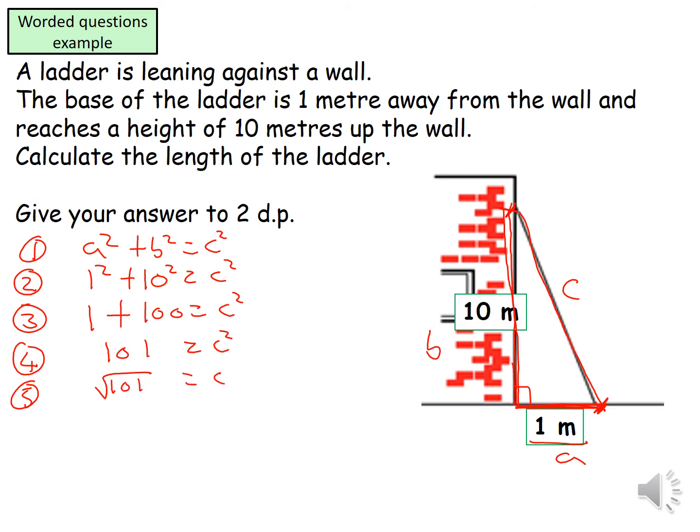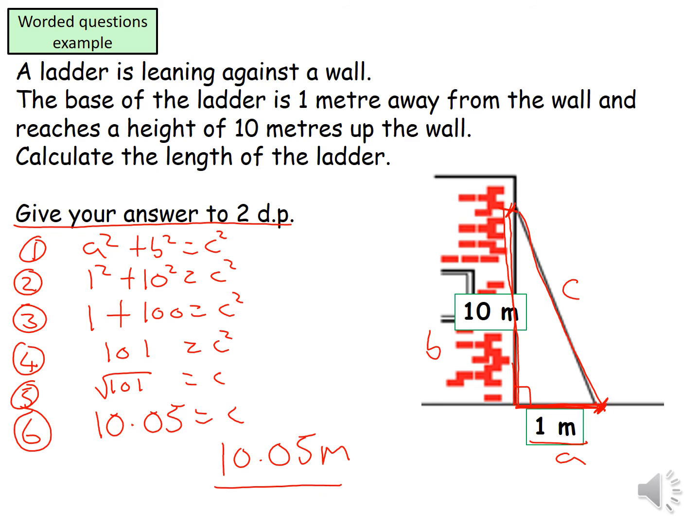to get C. When I square root the 101, I end up with an answer that is a decimal. The question says, give your answer to 2 decimal places. Square root of 101 is 10.04987562. So to 2 decimal places, this will be 10.05. So my answer is 10.05, and I need to make sure I write down the correct units. We're talking about meters. So my answer is 10.05 meters.